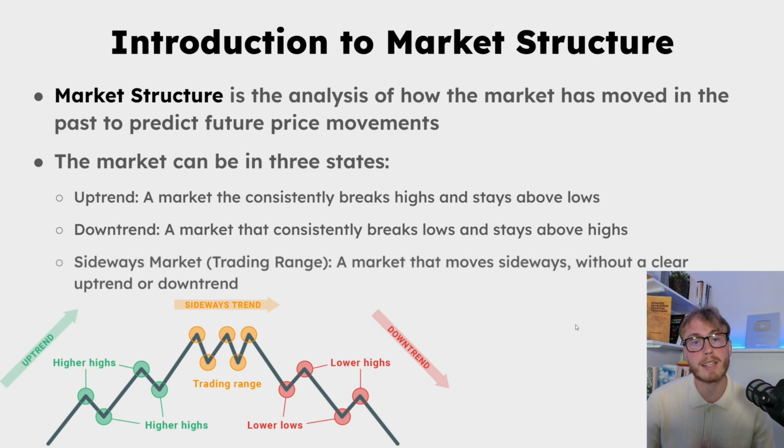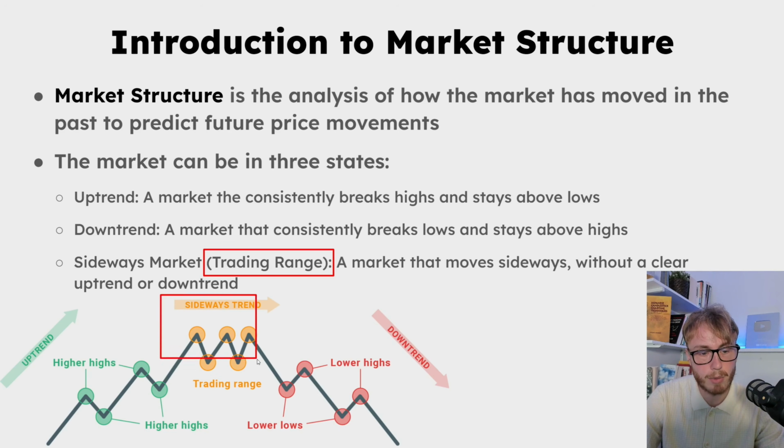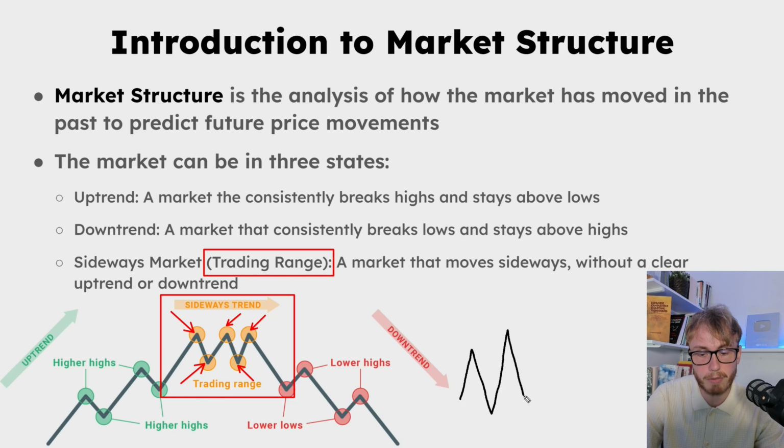And the final state a market can be in is a sideways market, or in other words, a trading range. And a trading range is very simple. That is a market that moves sideways without a clear uptrend or downtrend. So right here, we have an example of a sideways market. You can see in this case, we have the highs here at the same level and the lows at the same level. But a sideways market can also be a market that looks something like this.